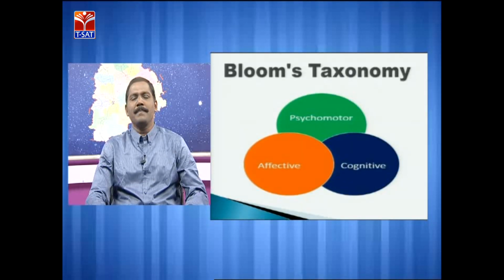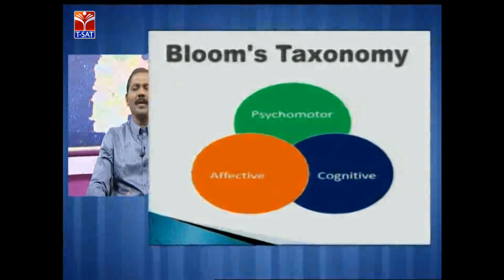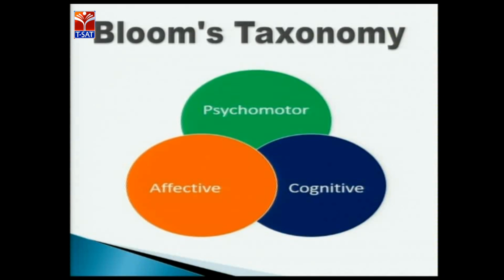So Bloom's taxonomy consists of 3 domains. Number 1, the cognitive domain; number 2, psychomotor domain; number 3, affective domain. As you see in the diagrammatic presentation on the screen, these 3 are interrelated. The objective of this taxonomy is to bring overall development in the minds of the children. So these are all interconnected. They are all inseparable.